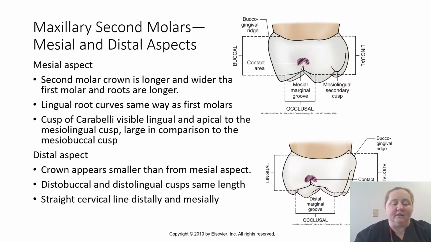All right, on the distal aspect, the crown appears smaller than from the mesial aspect. You can see how big this looks, and then how much smaller this looks, right? The distal buccal and distal lingual cusp are the same length, so you can expect this here to be the same as this. And then we have a straight cervical line, and that's right here.